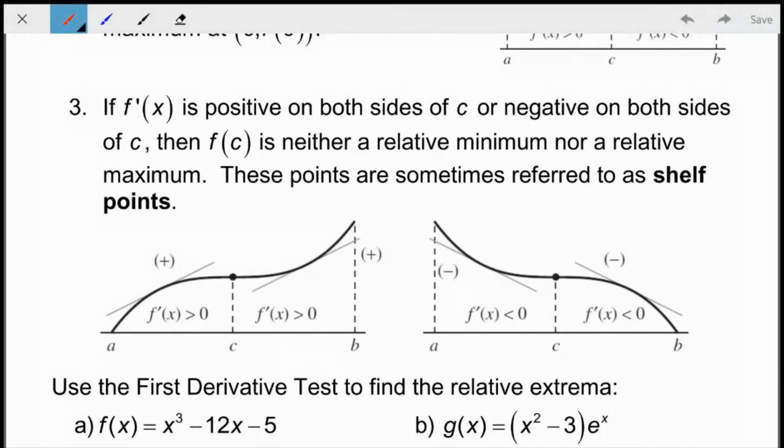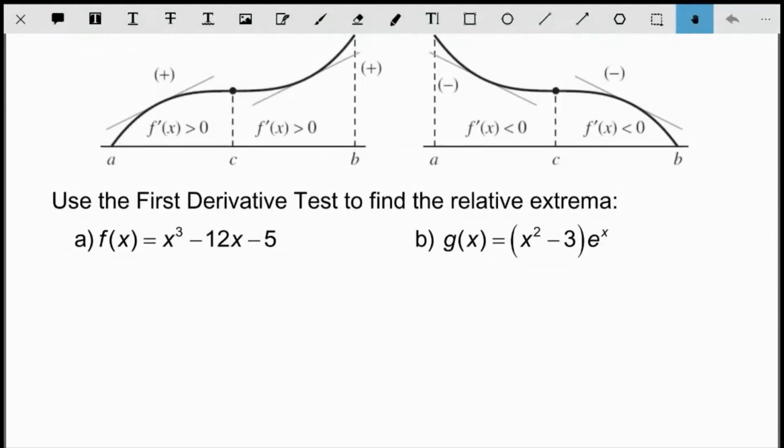Sometimes what will happen is we won't have a sign change at those critical points, and these are referred to as shelf points. You can see that the function was increasing, hit a slope of 0, and then increased again, or decreased, hit a slope of 0, and then decreased again. So shelf points are not maximum or minimum points. They are something that we call a point of inflection, which we'll be talking about when we get to section 4.3.